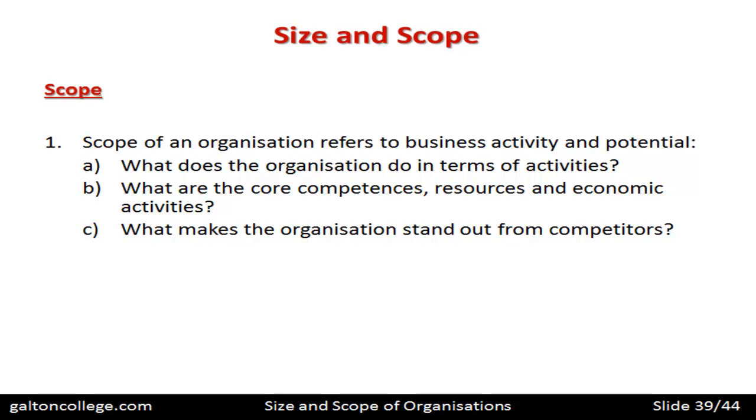So what makes the organization stand out from its competitors? Well, a good reputation, quality, cheapness, innovation, good design, aftercare service. These are all important, and the organization needs to look at all of them to see if it can achieve a reputation in providing these different aspects of the product to the customer. And that's what makes the organization stand out from the competitors. The competitors will try to do the same thing, of course.